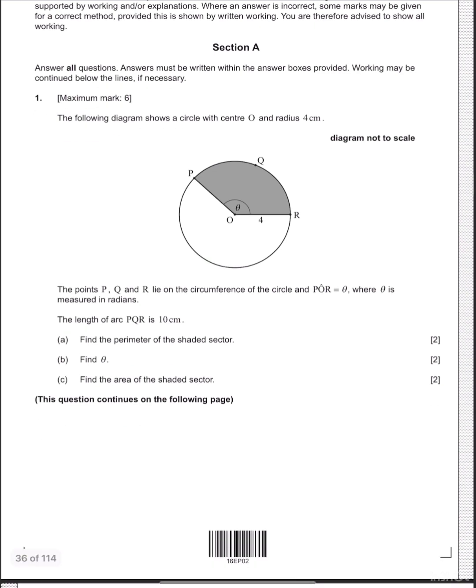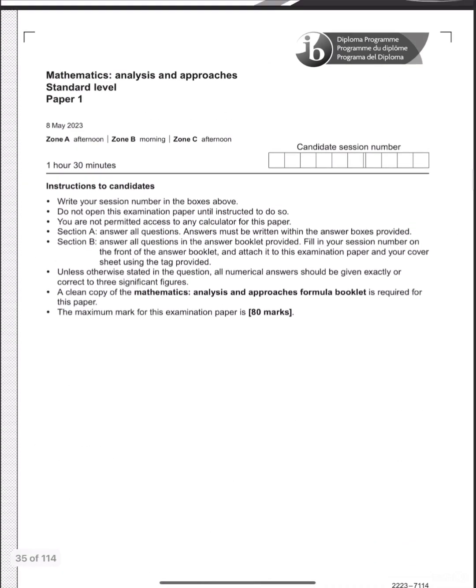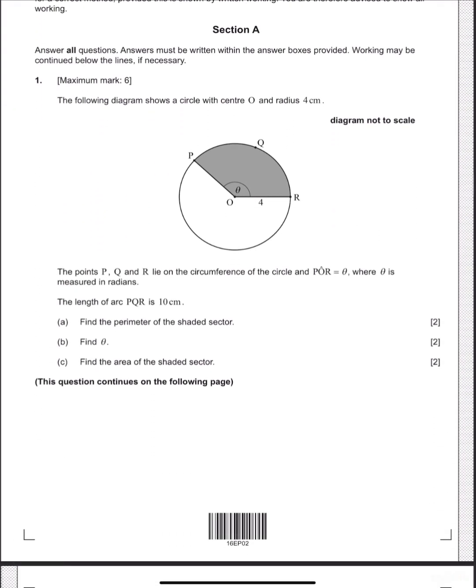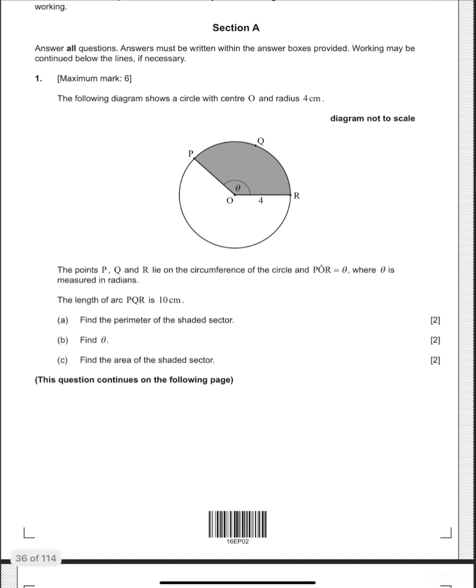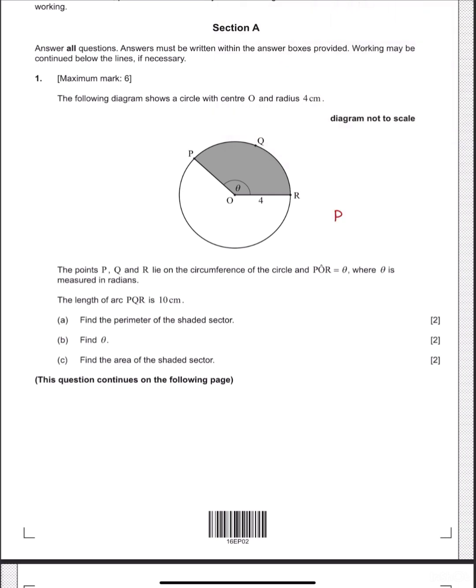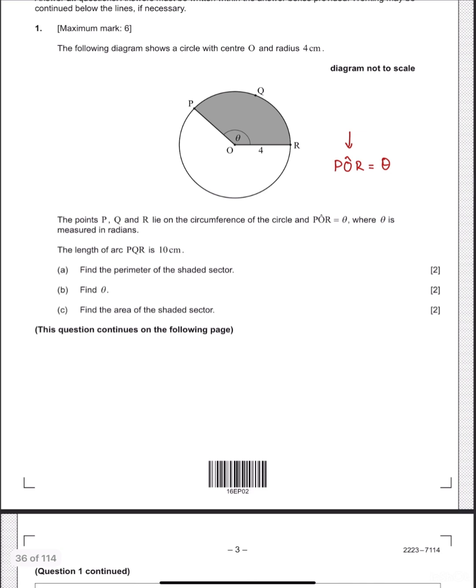So, hello, for number one in the past paper of 8 May 2023, last year. The first part says that the points P, Q, R lie on the circumference of the circle, and angle POR is theta. When they write POR like this, it stands for the angle at the point O. So angle POR is equal to theta. That's it. And the length of arc PQR is 10 centimeters.